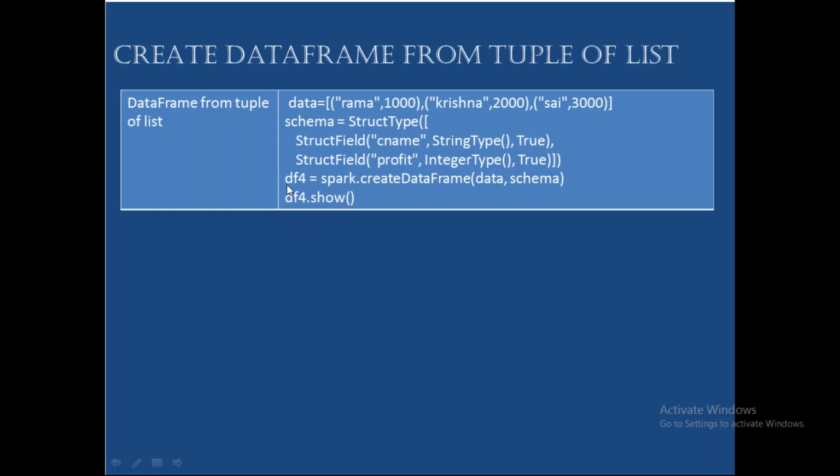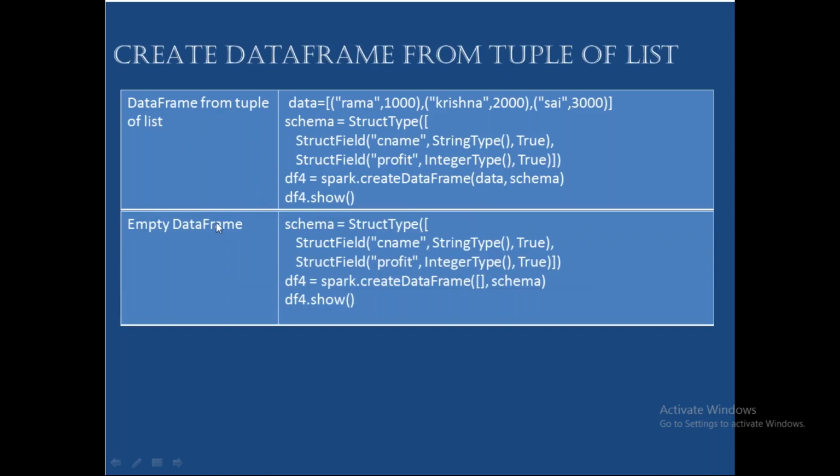This data frame name can be anything, but the Spark name must be spark, unless you have created your own Spark session, in which case you can give your own name. df4.show will show the data which you have read from this particular data. So this is how you create a data frame from a list of tuples.